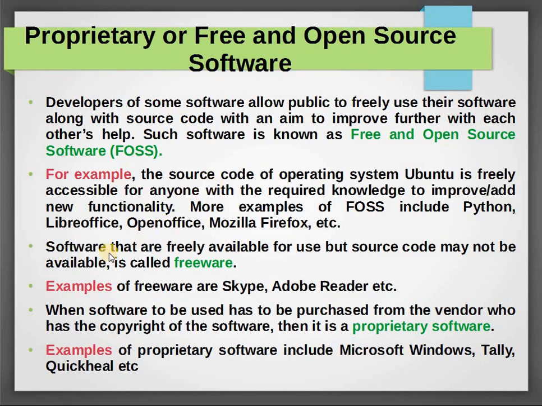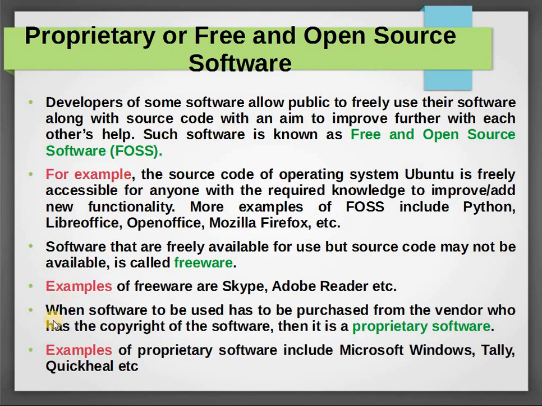The next category is freeware. Software which is freely available for use but whose source code may not be available is called freeware. Examples of freeware are Skype and Adobe Reader. These are freely available but their source code is not available. But in free and open source software, the source code is also available. We cannot say whether it is free or not, but its source code is publicly available with the aim to improve its development.